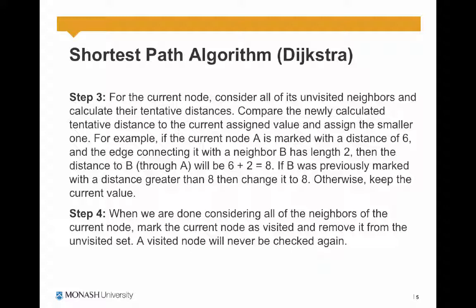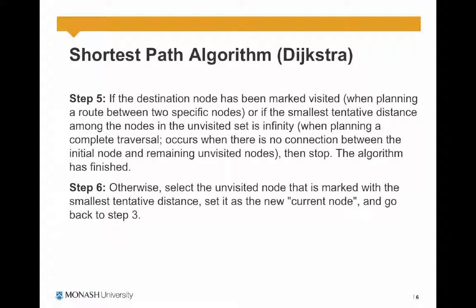In step 4, when we are done considering all of the neighbors of the current node, we mark the current node as visited and we remove it from the unvisited set and move it to the visited set. A visited node will never be checked again. In step 5, if the destination node has been marked visited, or if the smallest tentative distance among the nodes in the unvisited set is infinity, then we stop the algorithm and we are done.